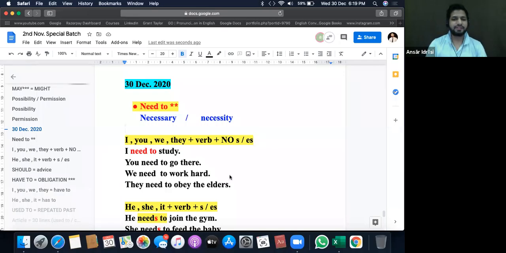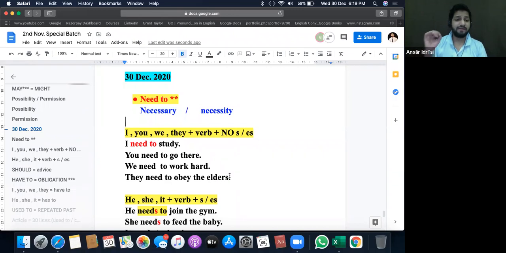Now, let's get back to the next one, and today we are going to have a new modal auxiliary, and that's need to. Now, when do we use need to? मतलब क्या होता है need to का? Before that, we have done can, could, may, and might. This one is the fifth modal auxiliary which we are going to see today.